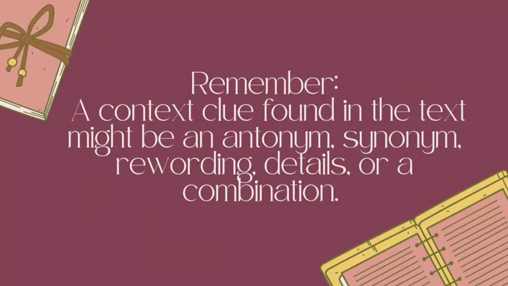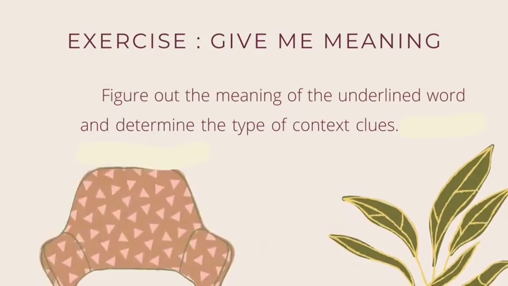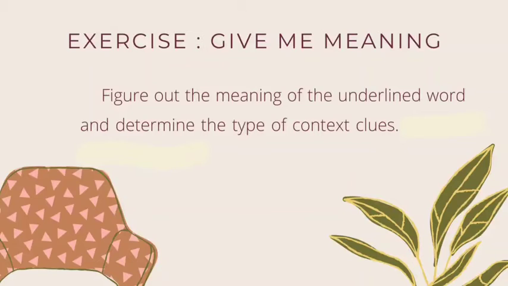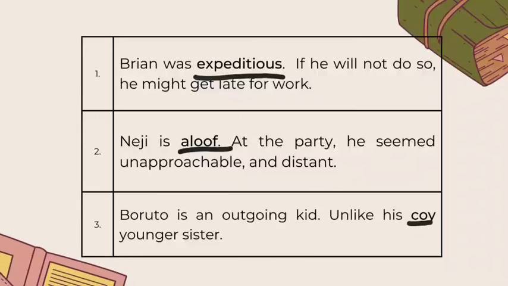Remember, a context clue found in the text might be an antonym, synonym, rewording, details, or a combination. So, let's proceed to our exercise for today. Figure out the meaning of the underlined word and determine the type of context clues. Number 1. Brian was expeditious. If he will not do so, he might get late for work. The underlined word is expeditious, which is the opposite of late. So the context clues used is antonym.